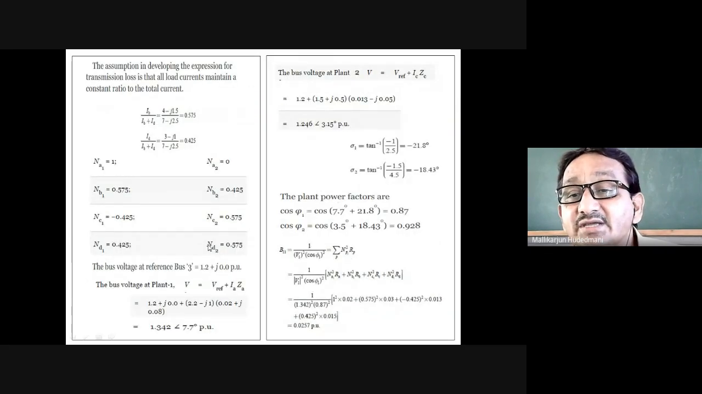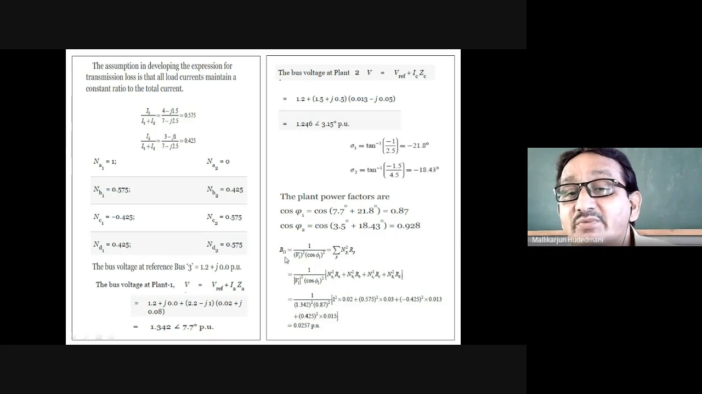You can see the same thing is being done here. Where it is being done? V reference plus IA ZA. Am I right? Then V reference plus IC ZC. I have to do it. So from this, I'll get values of sigma 1, sigma 2. Then cos phi 1, cos phi 2. Rest of the work is same.